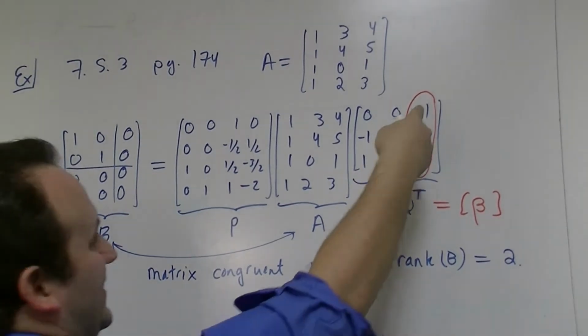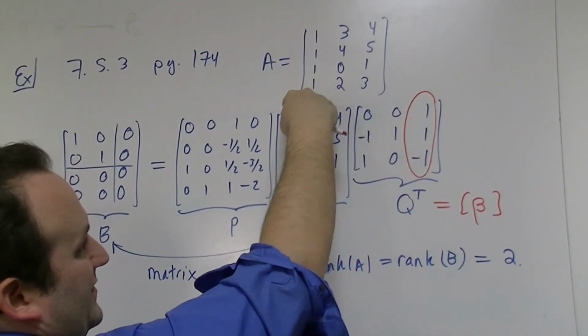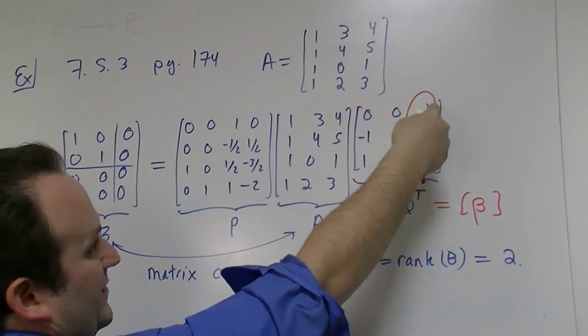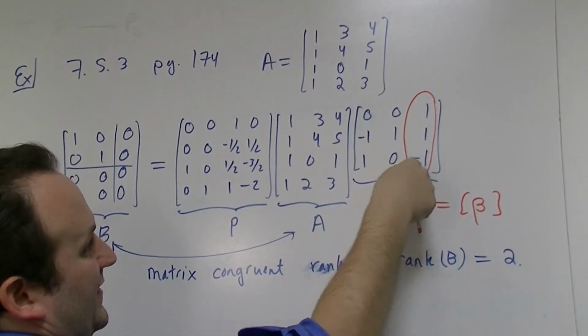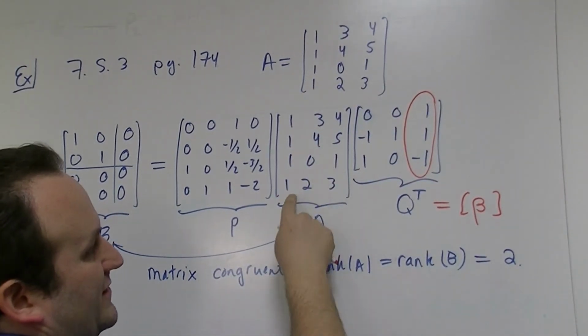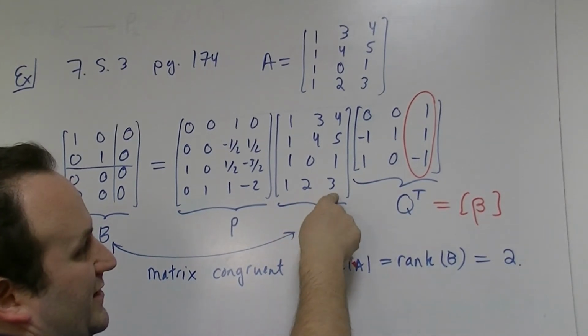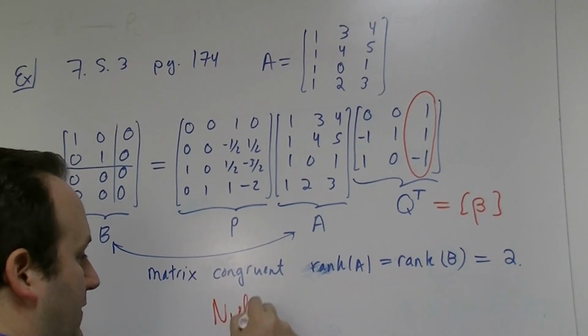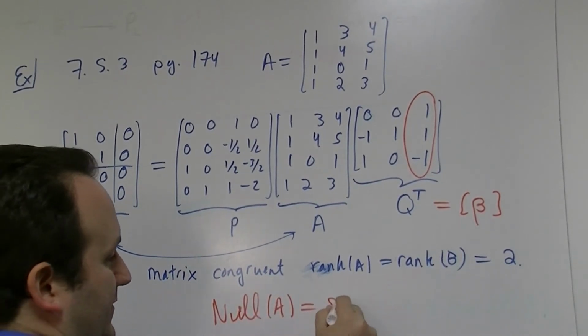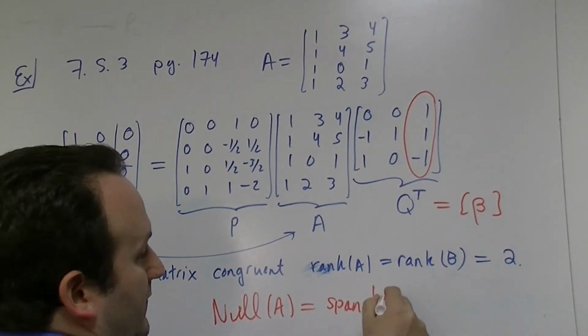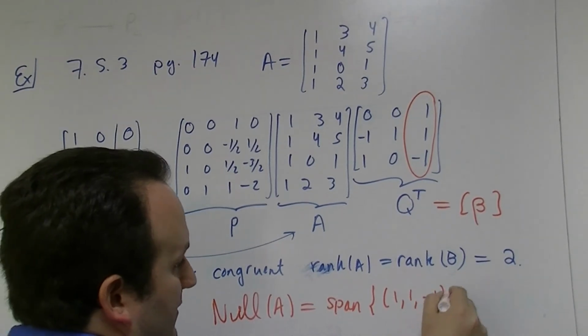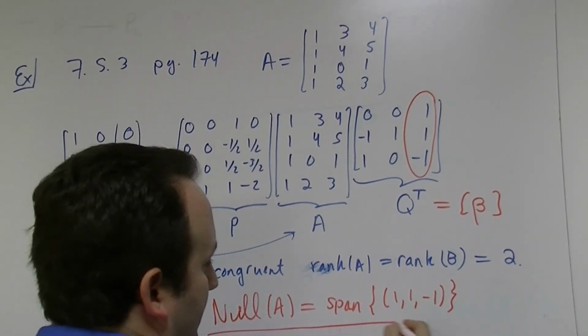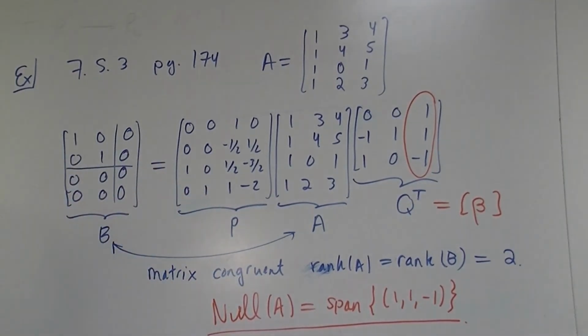Well, try multiplying. 1 plus 3 is 4, 4 minus 4 is 0, 1 plus 4 is 5, 5 minus 5 is 0, 1 minus 1, 0, 1 plus 2 is 3, 3 minus 3, 0. So you can easily see that the null space of A is actually equal to the span of 1, 1, minus 1.